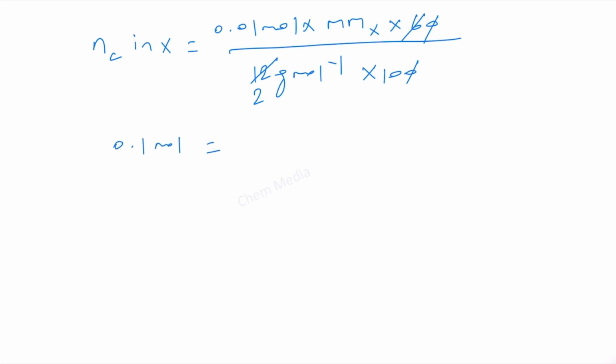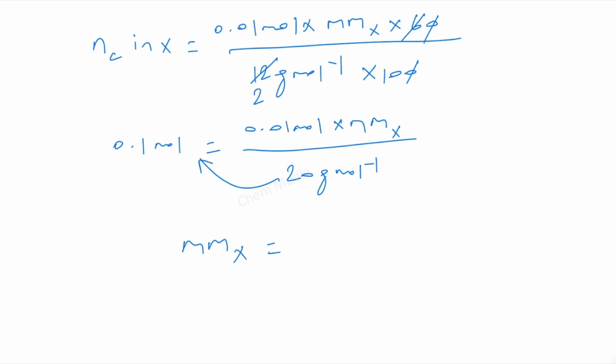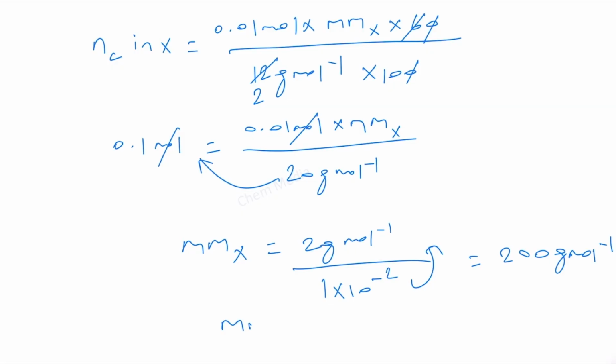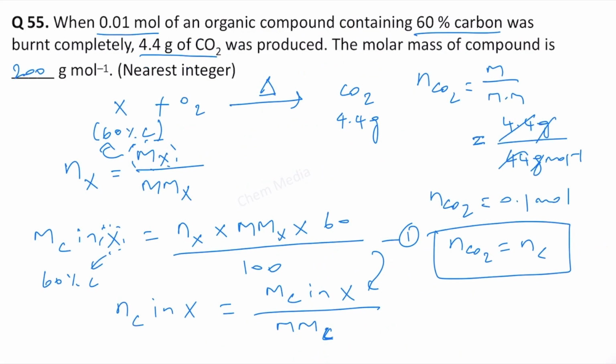Therefore 0.1 mole is equal to 0.01 mole times molar mass of X divided by 20 gram per mole. Therefore, molar mass of X is equal to, if we cross multiply, then it will be 2 gram per mole divided by 1 into 10 to the power minus 2. Therefore, when this comes up, it will become 200 because 2 times 100. So, 200 gram per mole. So, molar mass of X is equal to 200 gram per mole. 200 is the correct answer here.